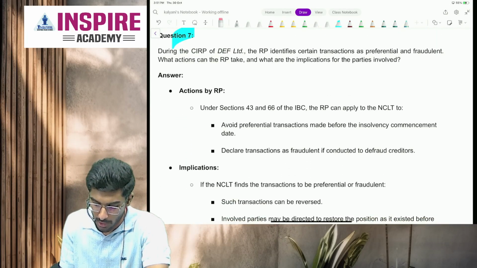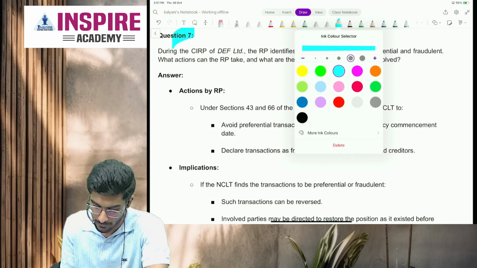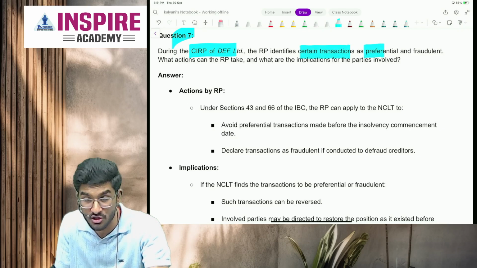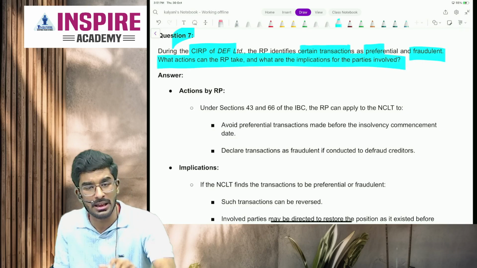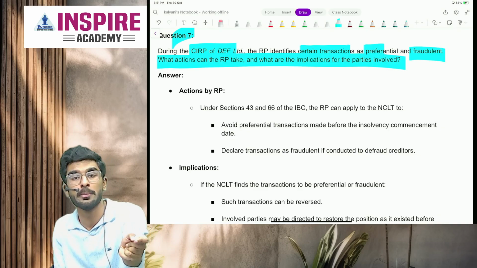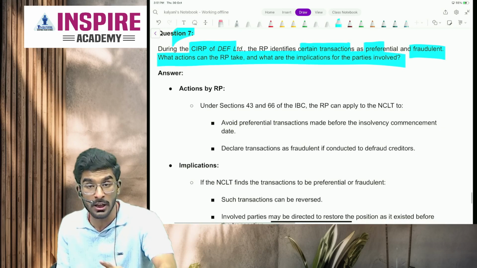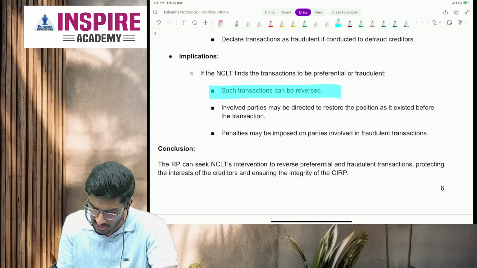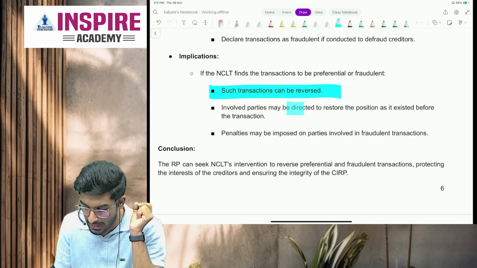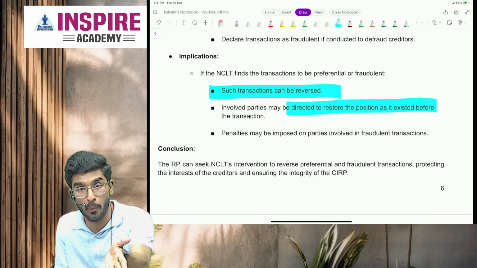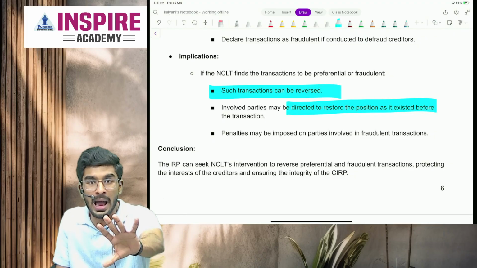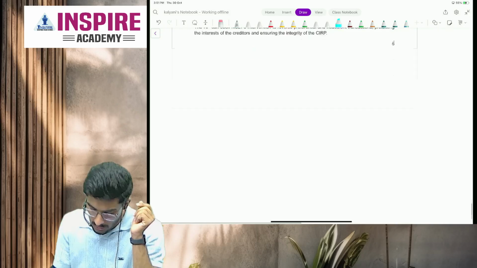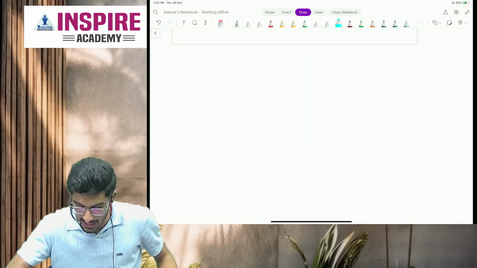Question number 7. During the CIRP of DEF, the RP identifies certain transactions as preferential and fraudulent. What actions can the RP take and what are the implications for the parties involved? The RP can directly go to NCLT to reverse the transaction. Yes or no? As implications, the transaction can be reversed. Involved parties may be directed to restore the position of the corporate debtor or the creditor to what it was before these transactions. Penalties may be imposed on parties. So people, we are done with CIRP.